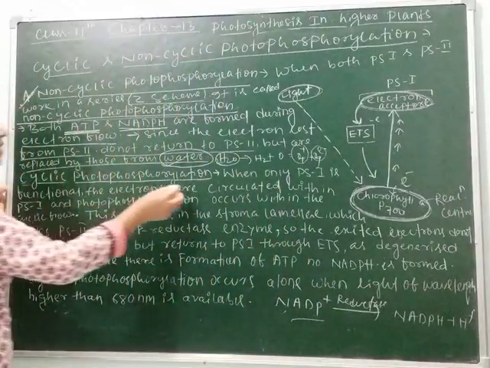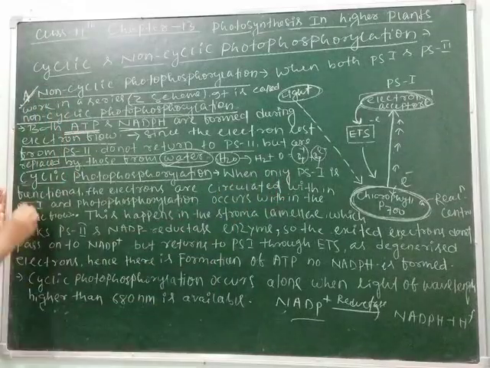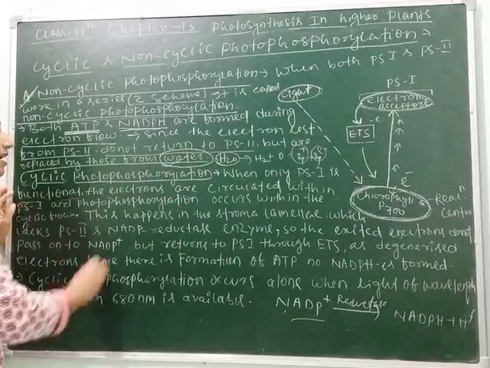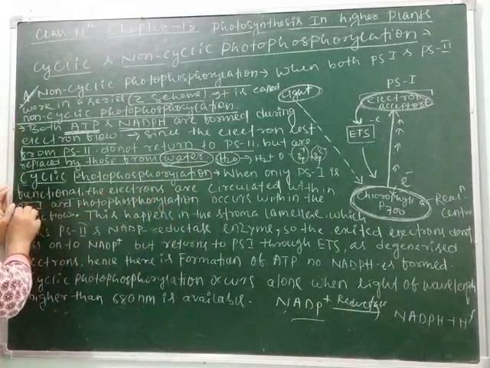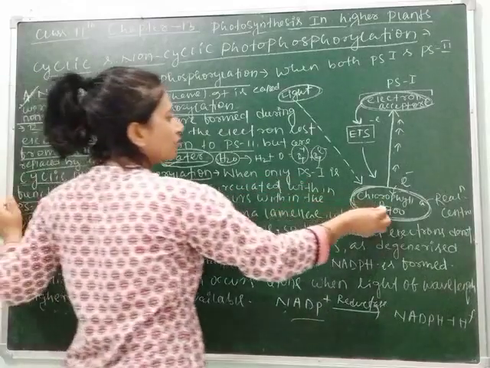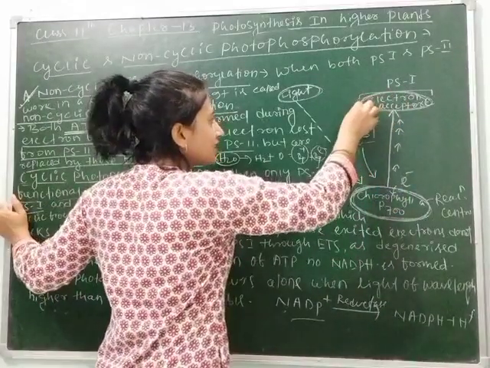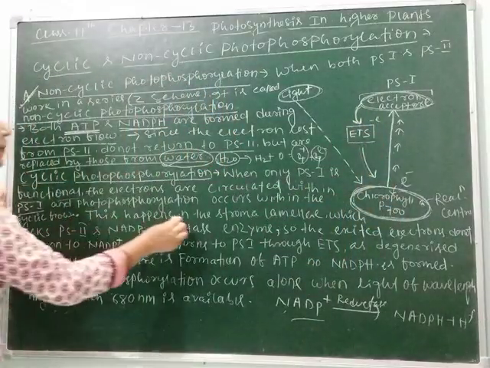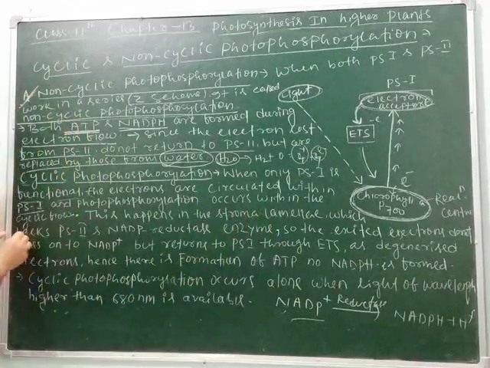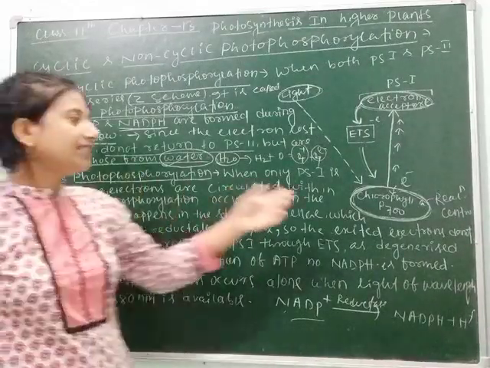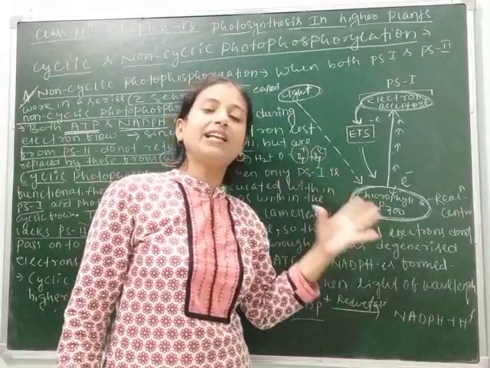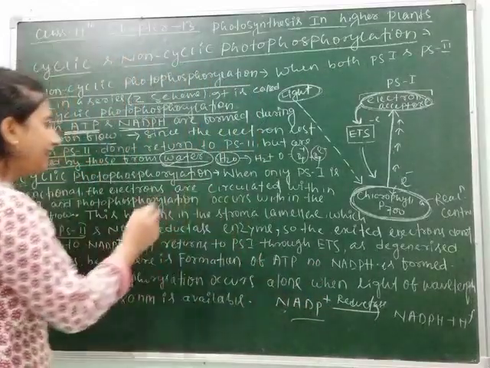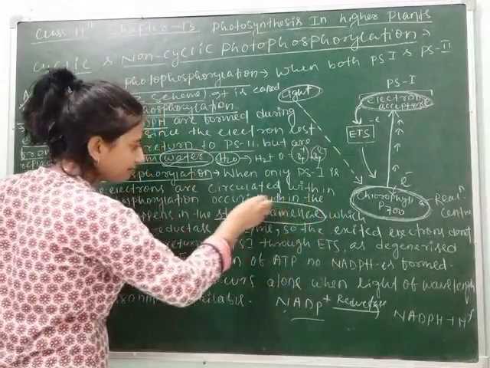So let's see what the points are. Cyclic photophosphorylation occurs when only PS1 is functional. The electrons are circulated within PS1. You can see the electron released from here goes to the electron acceptor, and then again it returns to the reaction center. Next, this happens in the stroma lamella, which lacks PS2. This happens in stroma lamella, but the non-cyclic photophosphorylation occurs in the thylakoid membrane.